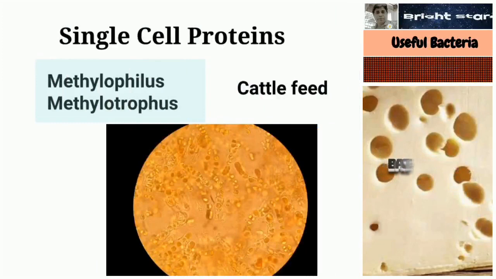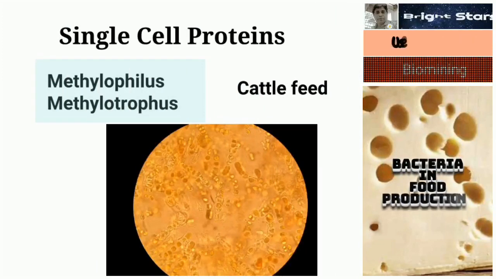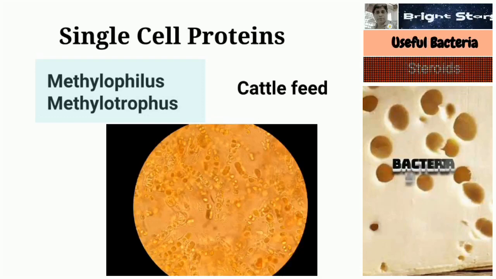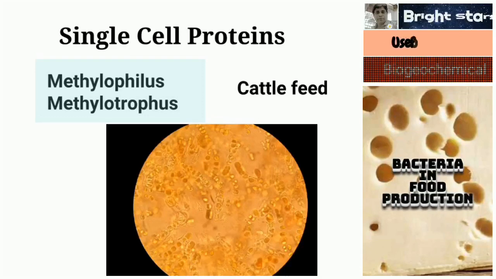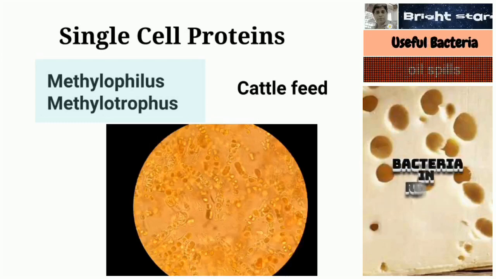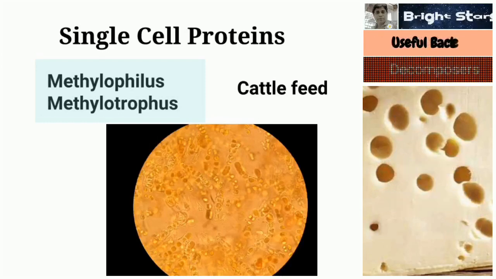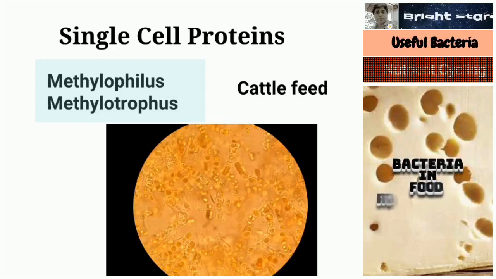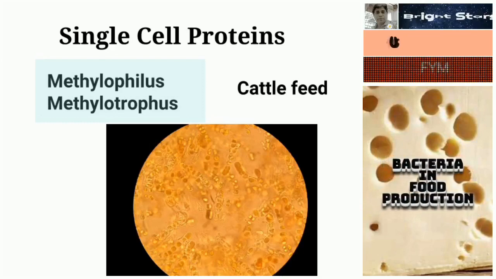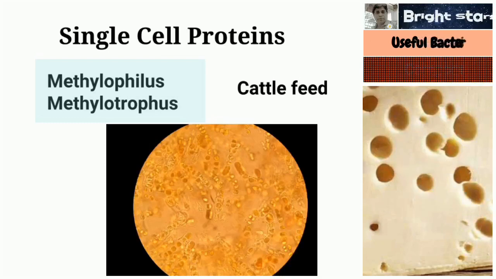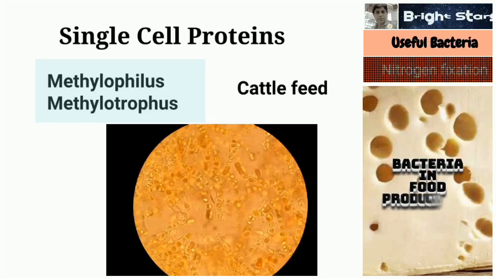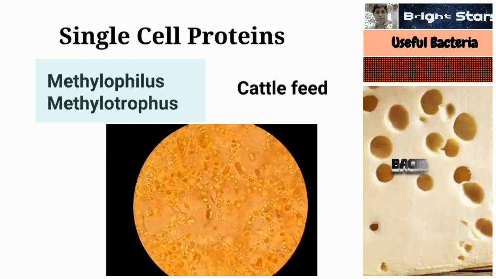Single cell proteins: we find protein supplements in medical shops, and that is also produced from single celled algae or single celled bacteria. For example, Methylophilus methylotrophus, from this bacterium single cell proteins are produced. They are useful as cattle feed for cows, oxen, and buffaloes. Like this, different kinds of products we are getting.